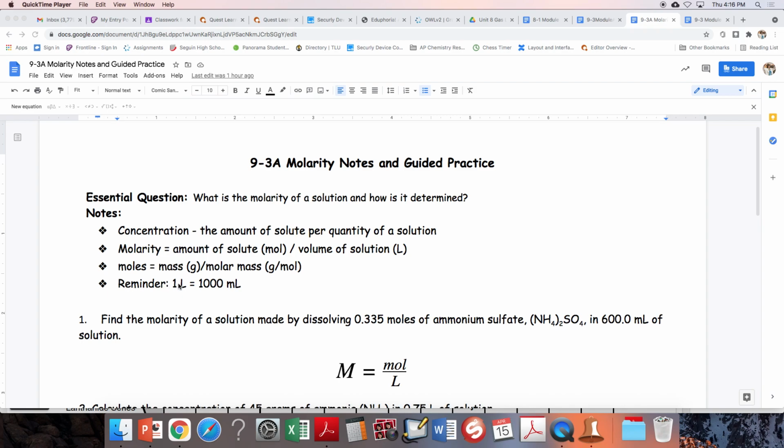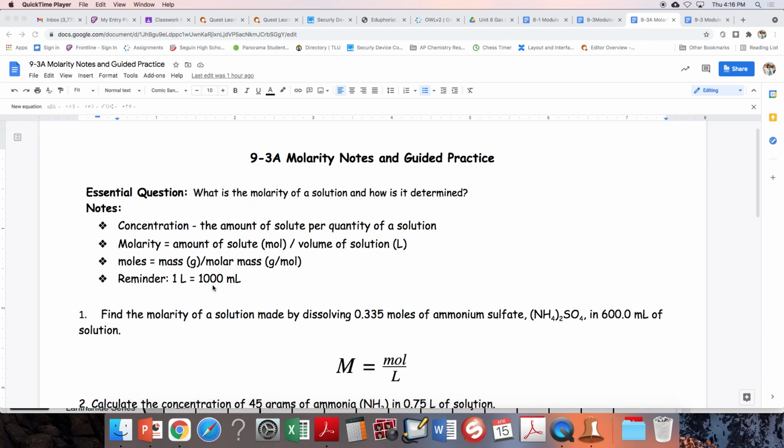And as a friendly reminder, because this will come up, 1 liter is 1,000 milliliters. You have to have liters to do your molarity, but more often than not, we're not going to be in liter kind of quantities. We're going to be in milliliter kind of quantities because liters are big and we try not to use that much stuff in chemistry if we can avoid it.